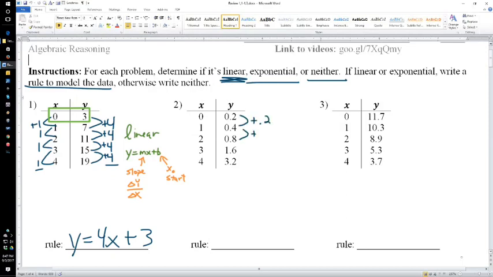The next one, if we try seeing if it's linear, if I subtract, that's plus 0.2. This is plus 0.4. This is plus 0.8. You find out real quick that that's not working. So let's try dividing instead. 0.4 divided by 0.2 is 2, so it's multiplied by 2. 0.8 divided by 0.4 is also 2. 1.6 divided by 0.8 is also 2. And 3.2 divided by 1.6 is 2 as well. So this one is exponential.